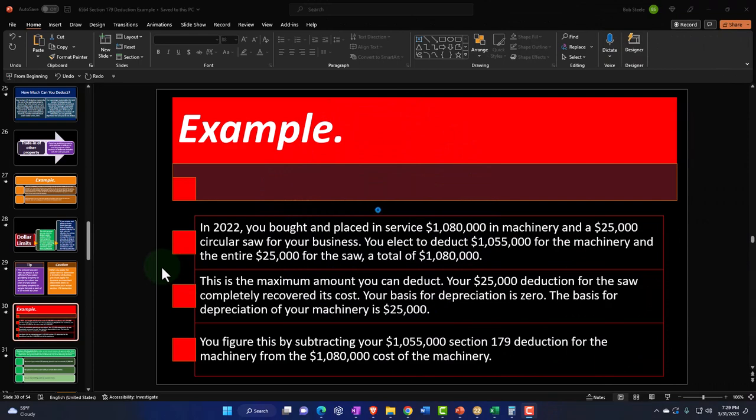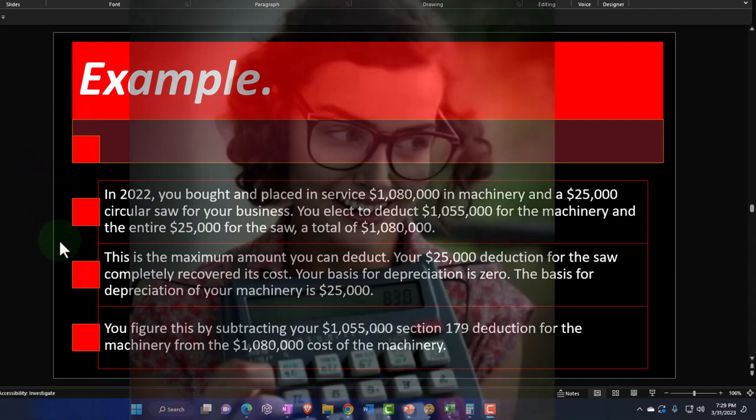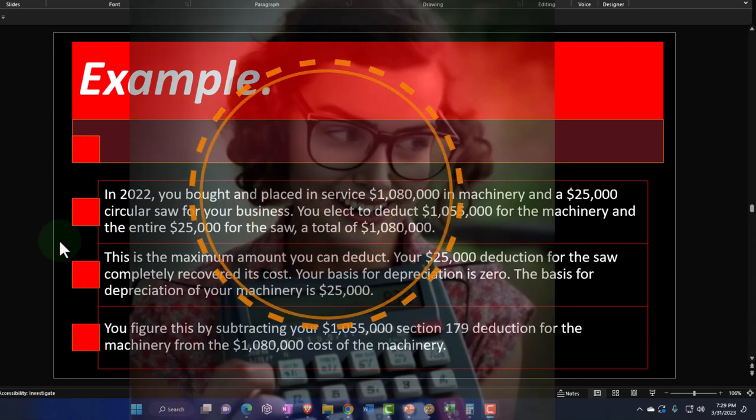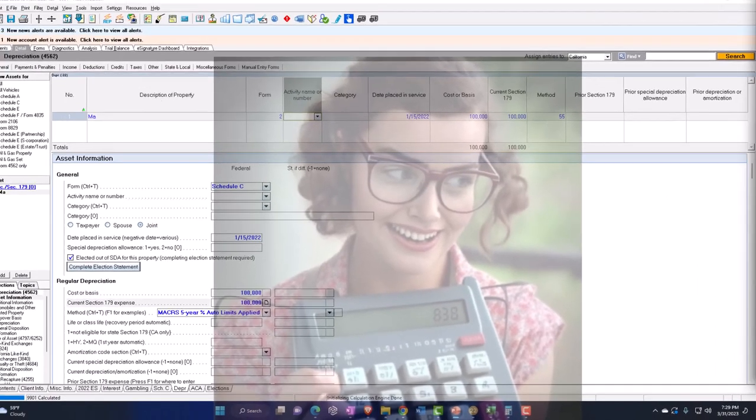Let's do another example with a cap here on the limit and show the flexibility possibly with the 179. So in 2022, you bought and placed in service 1,080,000 in machinery. That's the cap. We can't go over that. And a 25,000 circular saw for your business. You select to deduct 1,055,000 for the machinery and the entire 25,000 for the saw, a total of 1,080,000. So let's see what that does on the election.